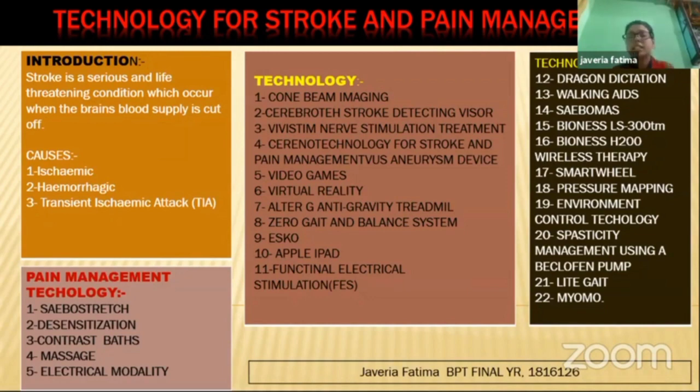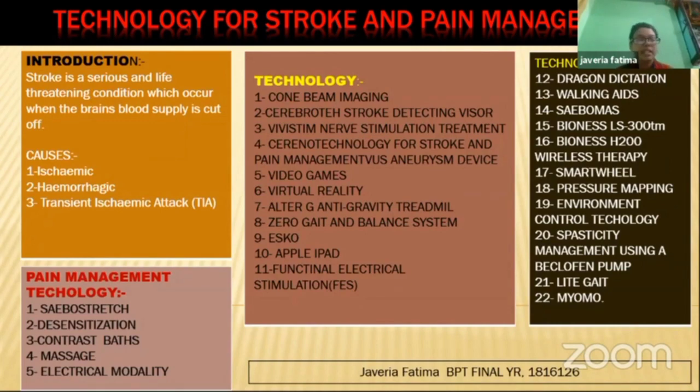Then we will move to pain management. There are certain pain management options for stroke. First is the SIBO stretch. SIBO stretch is a dynamic splint which is used to reduce the pain and also to reduce the pressure of the joint and help in the movement of the joint.